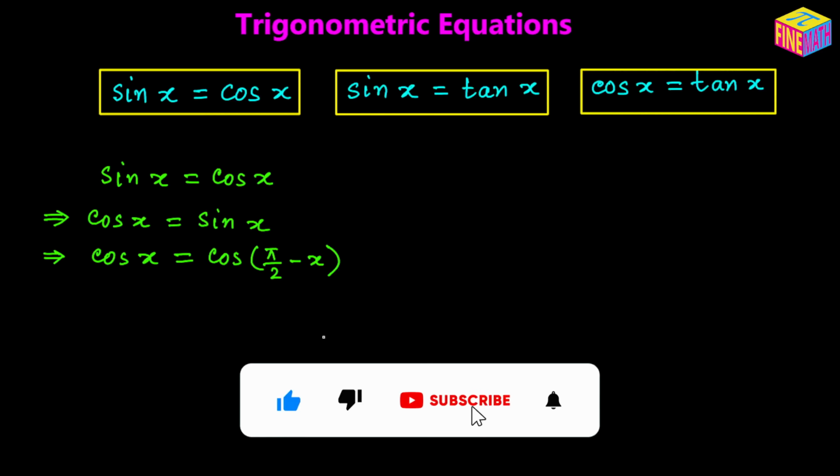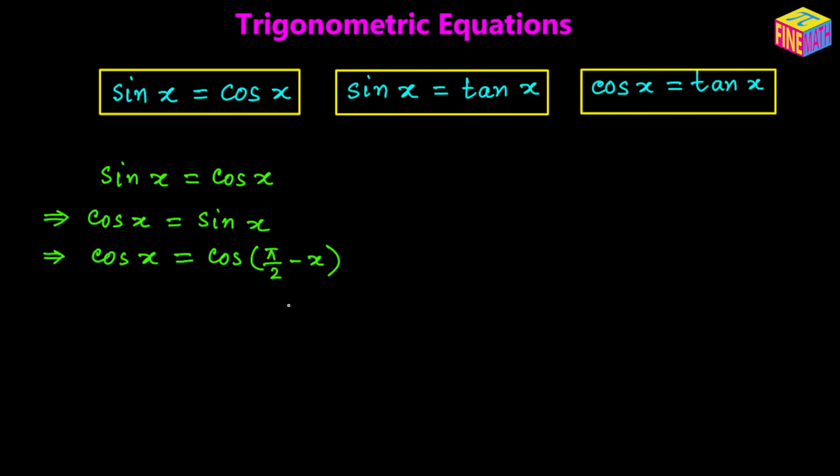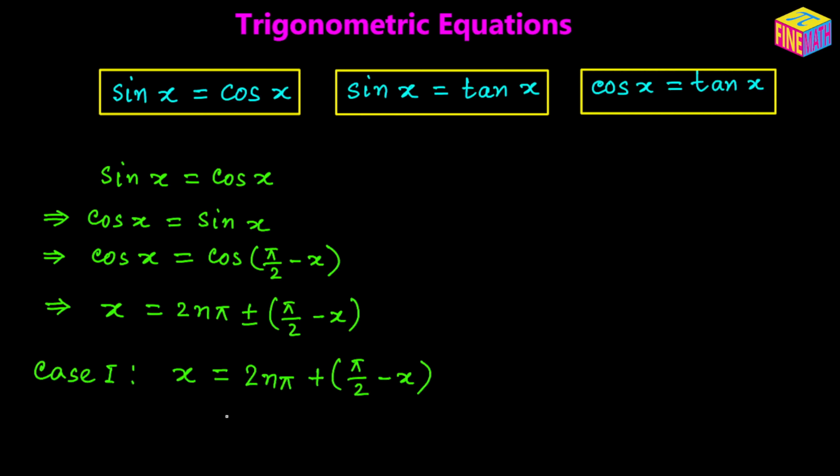It looks like cosine of x equals cosine of alpha. So from here, if we assume pi over 2 minus x is alpha, then we can say that the solution here would be x equals 2n pi plus or minus the alpha angle, which is in this case pi over 2 minus x. And then there are two possible cases. In the first case, let's take the positive sign.